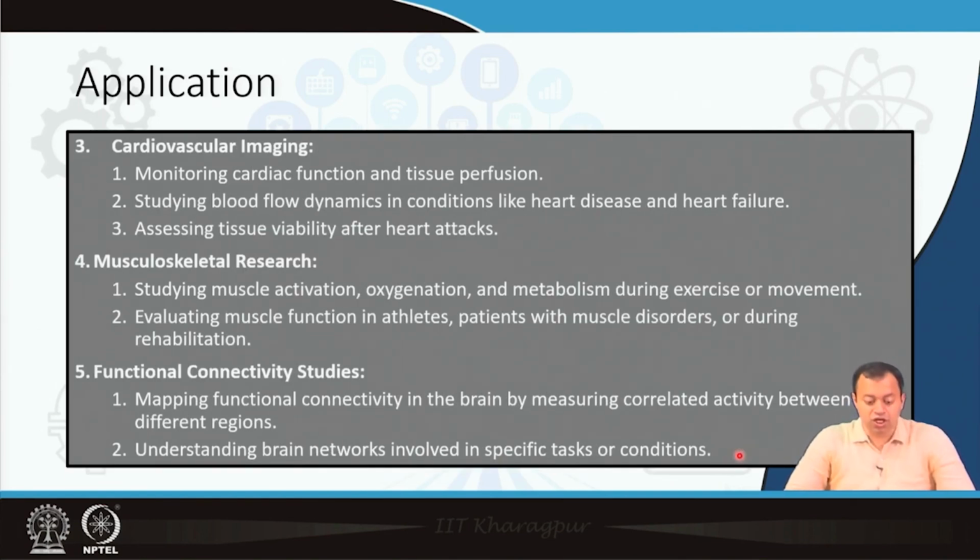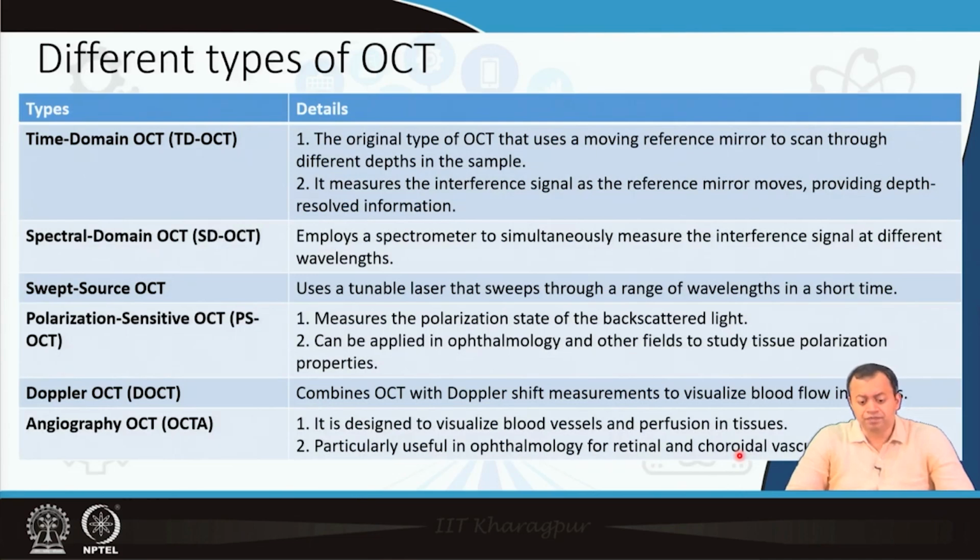Cardiovascular imaging, musculoskeletal research, functional connectivity studies, all of these have used fNIRS simply because the light is non-ionizing. Usually brain tissue does not absorb it, so you can pass it through, but hemoglobin absorbs it. So the distribution of capillaries, distribution of veins, distribution of arteries, all of those things can usually be measured, and a 3-dimensional map could be created. Now, how is DOT?